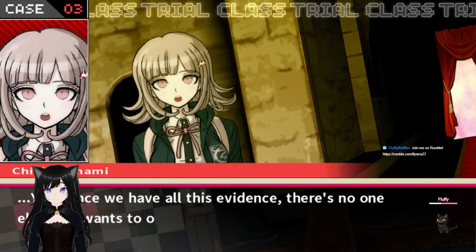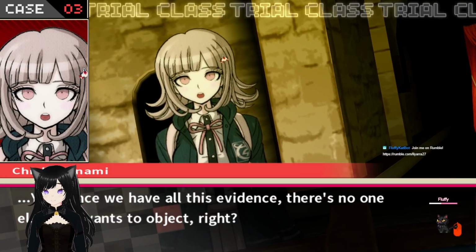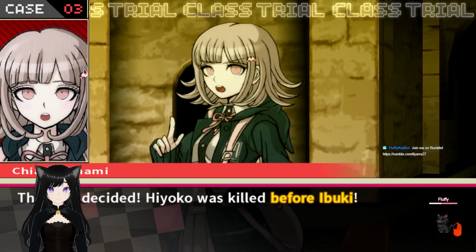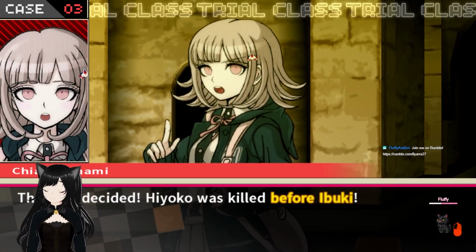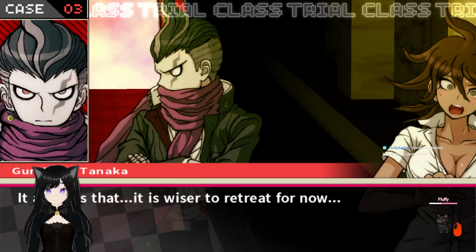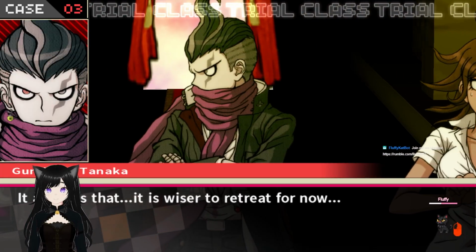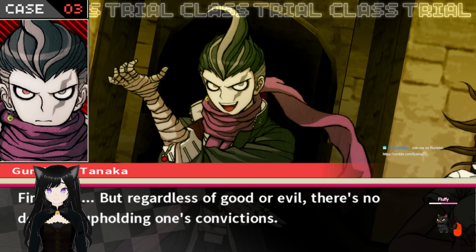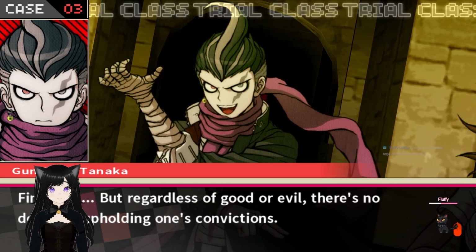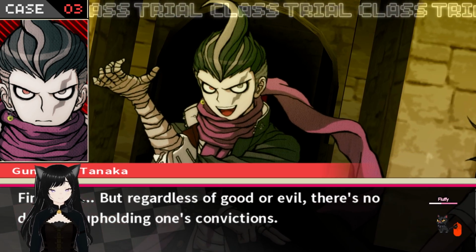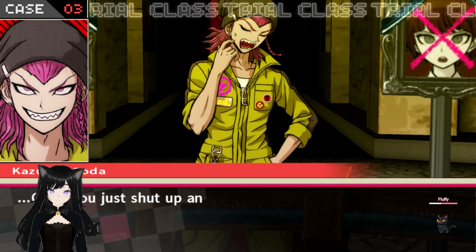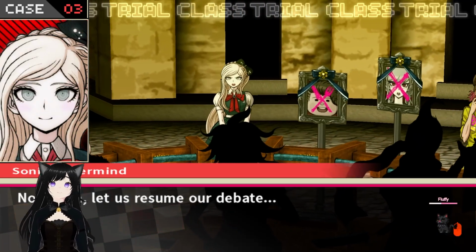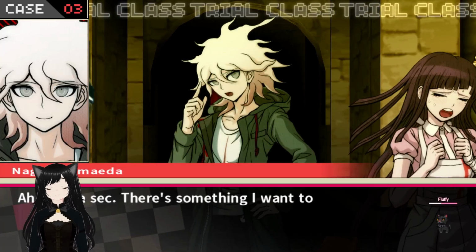Yep. Since we have all this evidence, there's no one else who wants to object, right? I hope not. Then it's decided. Hiyoko was killed before Ibuki. Right. It appears that it is wiser to retreat for now. Fine then. But regardless of good or evil, there's no deceit in upholding one's convictions. I guess so. Can't you just shut up and back off? Now then, let us resume our debate. Please, let's. Wait a sec.